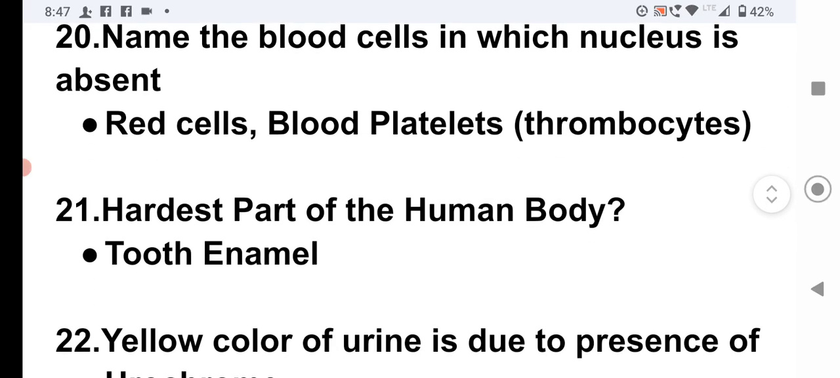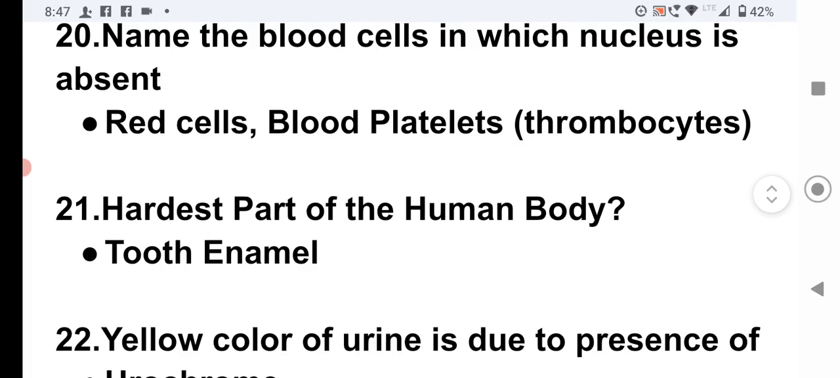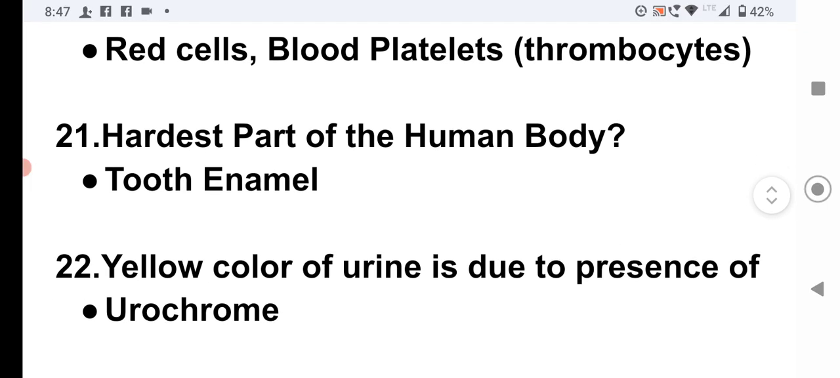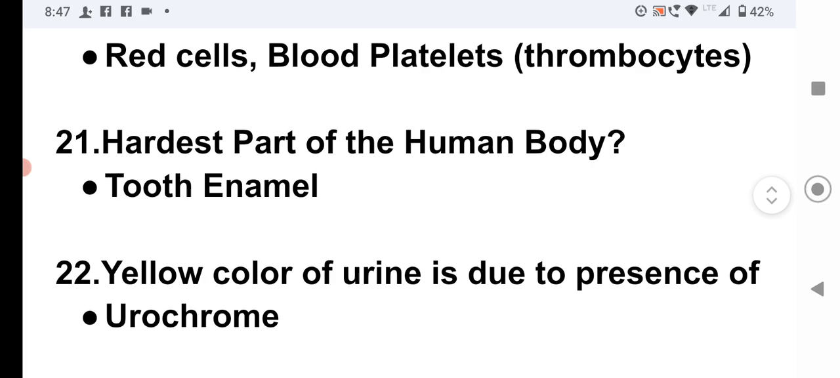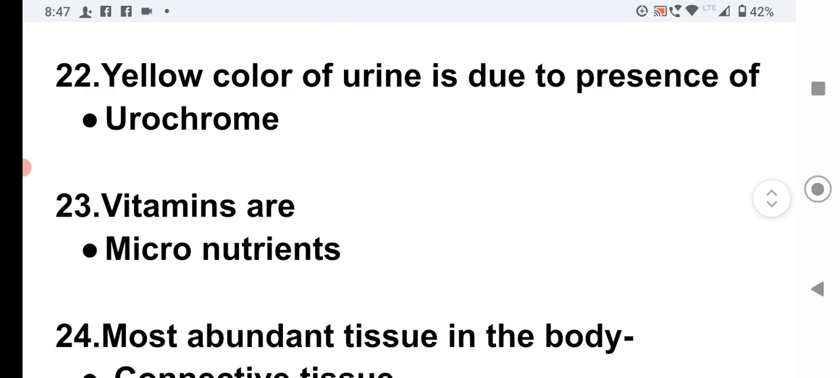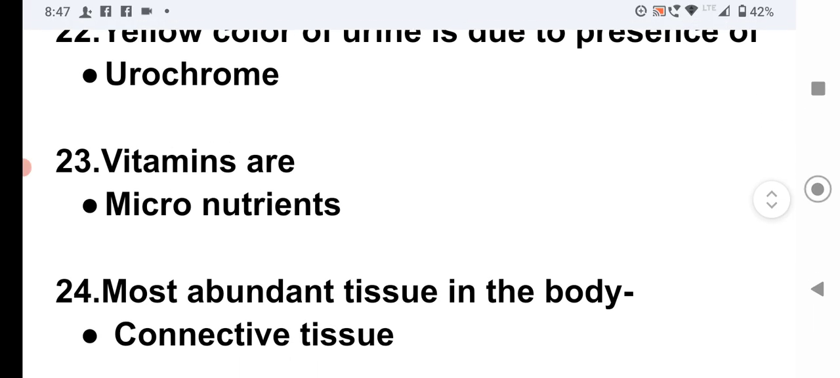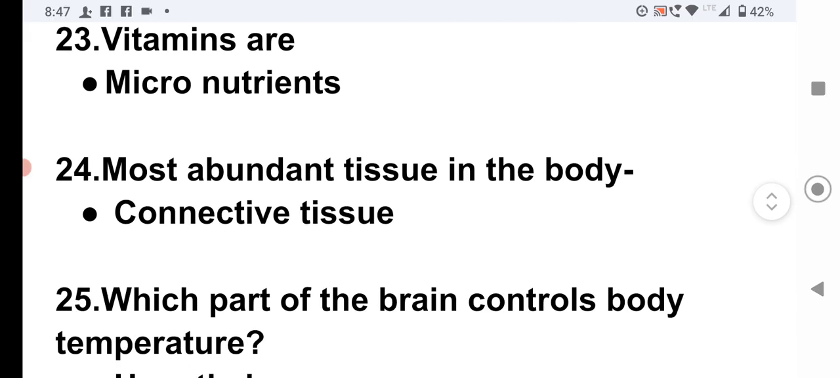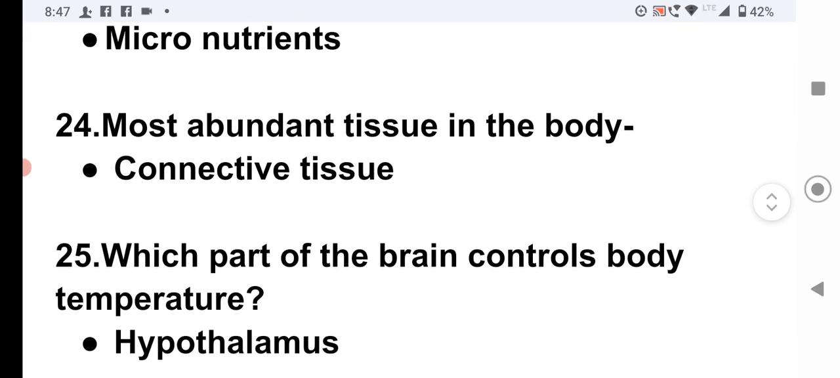Question number 21: hardest part of the human body? Tooth enamel. Question number 22: yellow color of urine is due to the presence of urochrome. Question number 23: vitamins are micronutrients. Question number 24: most important tissue in the body? Connective tissue.